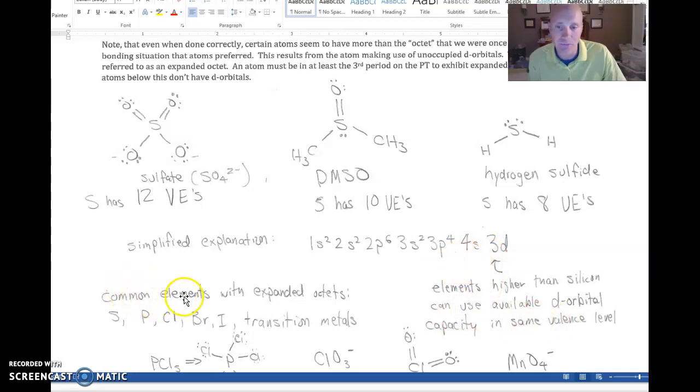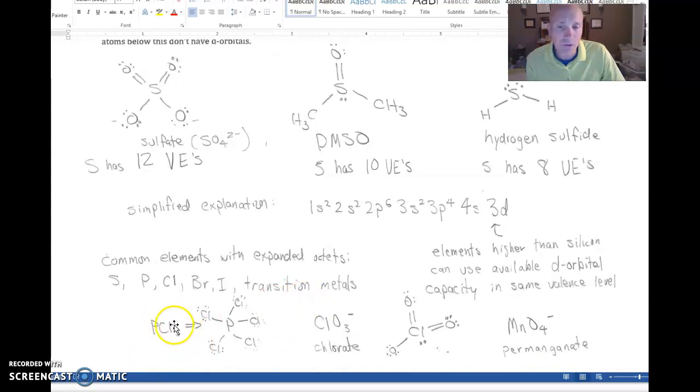All right. So some of the common elements that make use of these expanded octets are sulfur, phosphorus, chlorine, bromine, iodine, and a lot of the transition metals. For example, if we wanted to draw the Lewis structure for PCl5, it would end up looking like this. And if you were in sophomore chemistry, you'd say, well, that phosphorus is not obeying the octet rule, and that's because it's got that expanded octet. Phosphorus has those available 3d orbitals that it can put some electrons in, and those electrons can participate in the bonding with the chlorine.